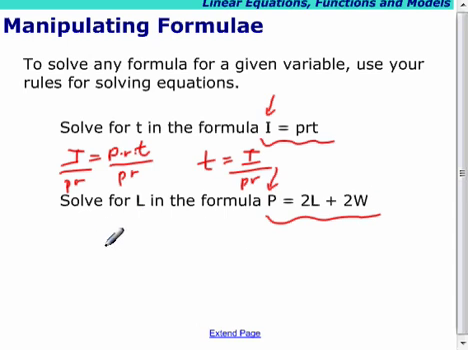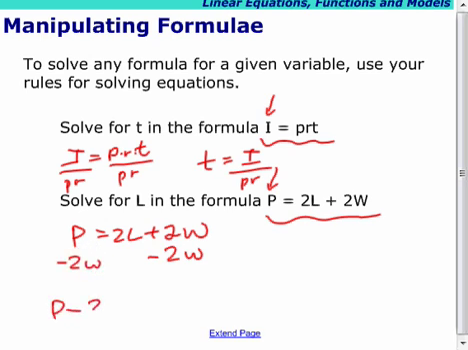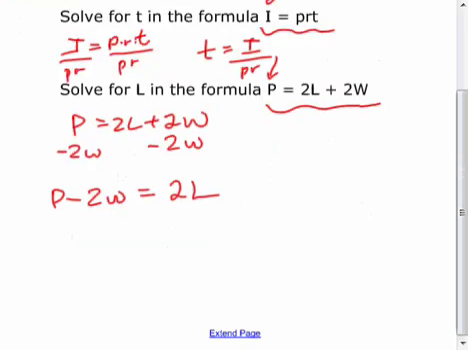Now let's look at this next one, a little bit more intricate here. I have P is equal to 2 lengths plus 2 widths. But they want me to solve for length. So I want to isolate first off this term. Which property do I use? Subtraction. I'm going to subtract 2w from this side, and I'll do the same thing from this side. So on the left I'll have P minus 2w is equal to 2l. I've succeeded in isolating that term.